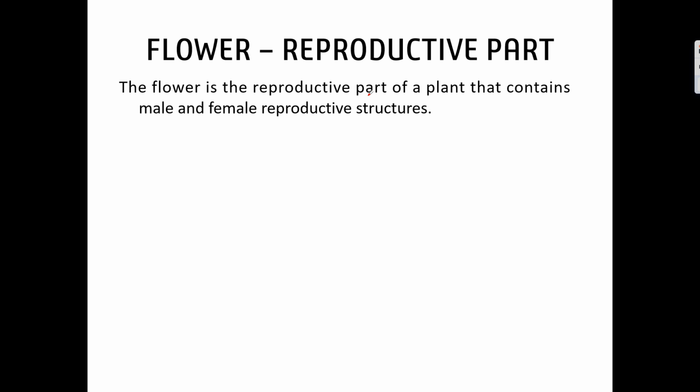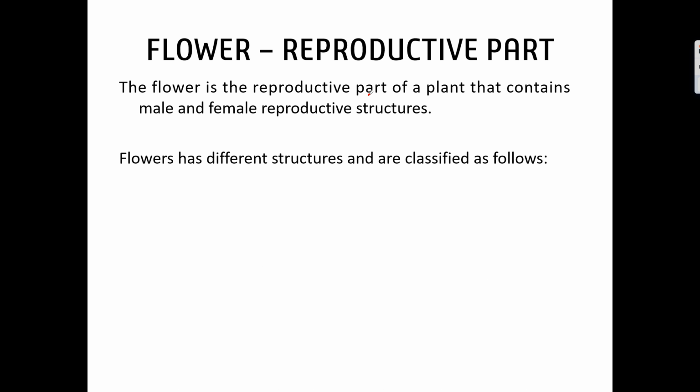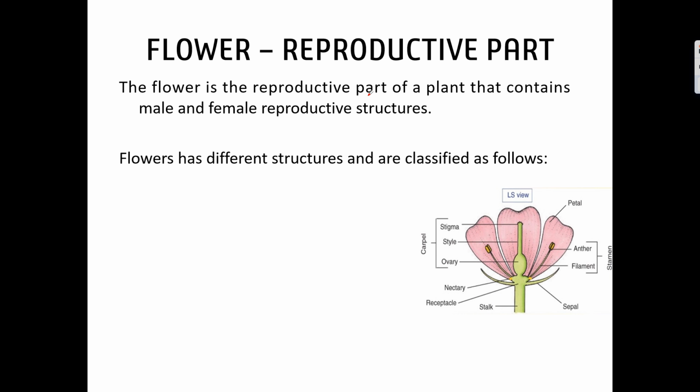Hello students, in this video we are going to talk about sexual reproduction in flowering plants. So the flower is the reproductive part of the plant. It contains both male and female reproductive structures. Some flowers bear only male reproductive structures, some bear only female, and some bear both male and female reproductive structures. All these structures are usually classified into two types: necessary structures and accessory structures.